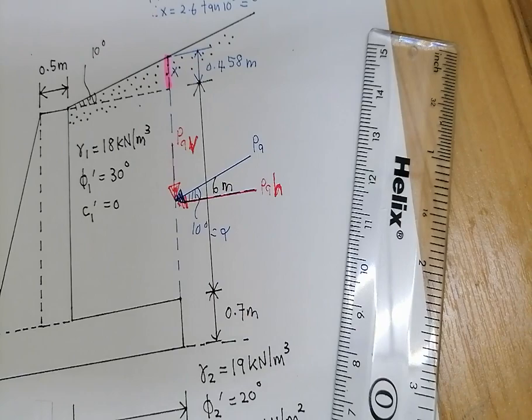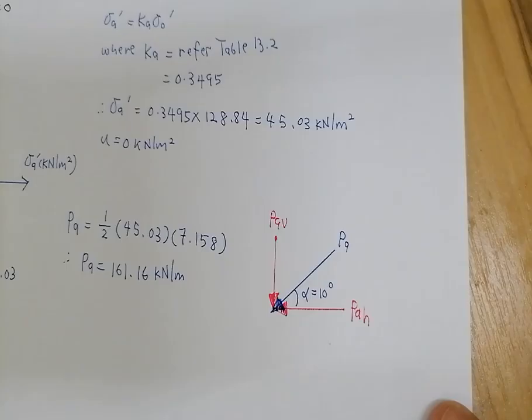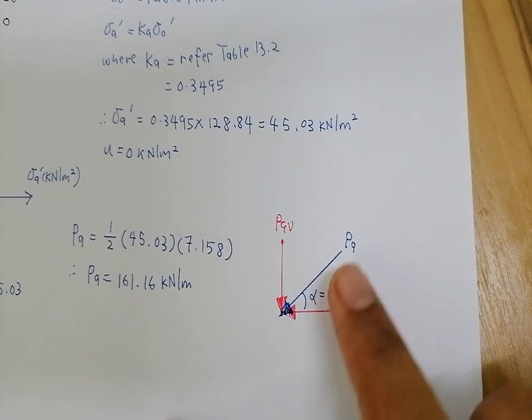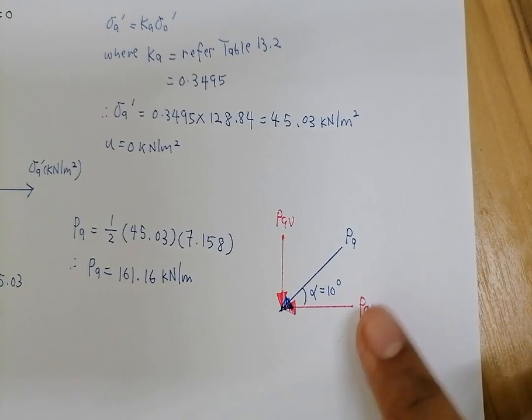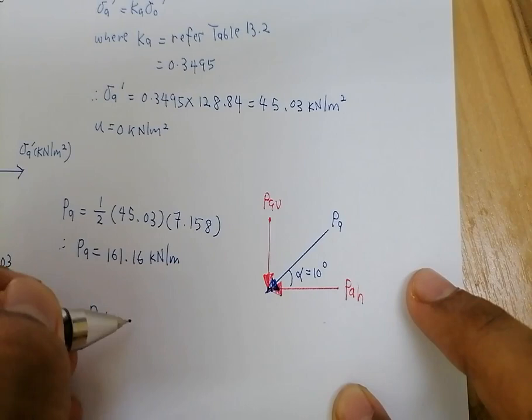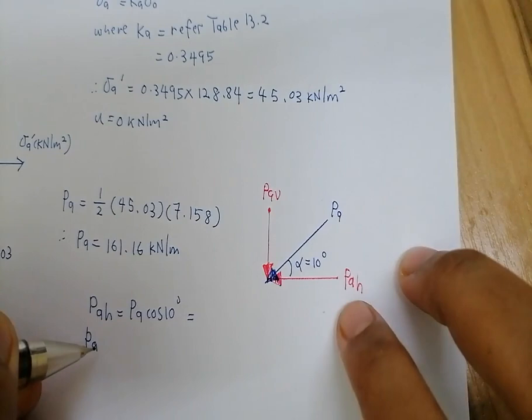All right? So we have to find these two components. How to do this? It's very simple and straightforward. So let's go back to our calculation. Let me draw this again so that you can see better. PA, so this is the component PAH, horizontal, and PAV, vertical, and this angle over here is alpha, which equals 10 degrees. So from here, PAH equals PA cos 10 degrees, while PAV equals PA sin 10 degrees.